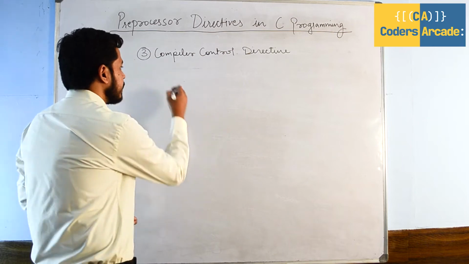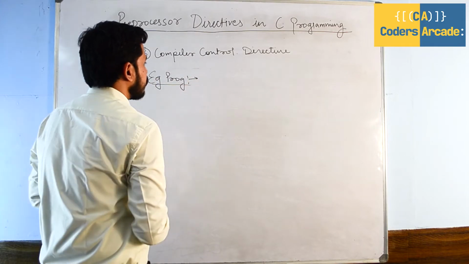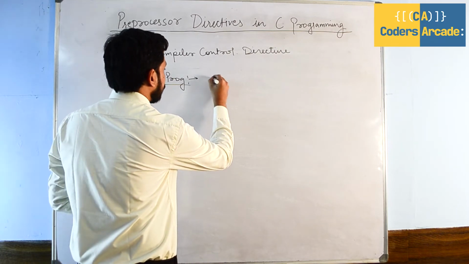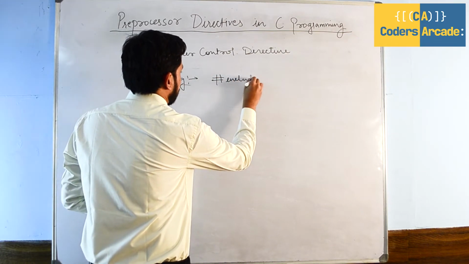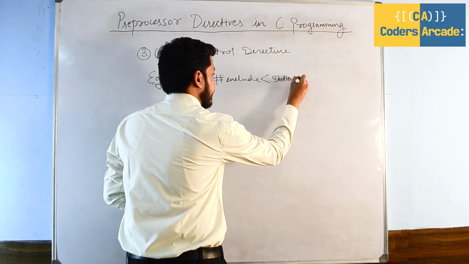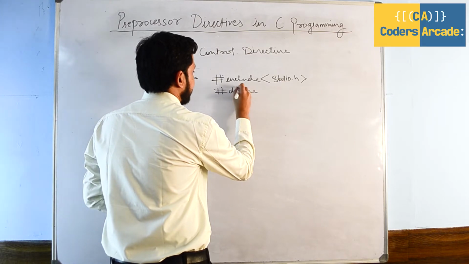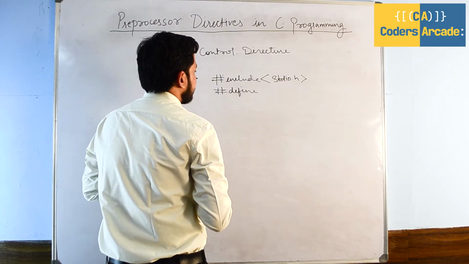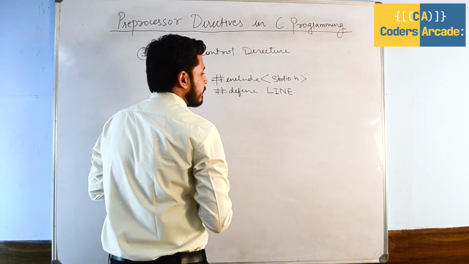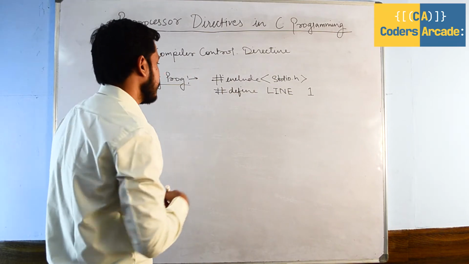So now let's see the example program for this compiler control directive. As usual, I will start my program with #include <stdio.h>. Then I will define a macro, so #define. Let's say my macro name will be LINE, and I'll replace this with 1. You will get to know why I'm doing this.